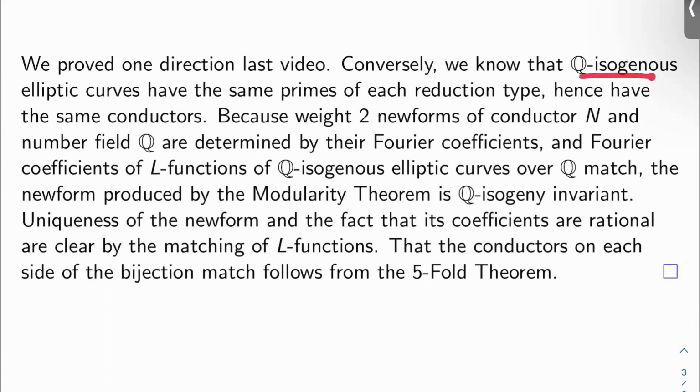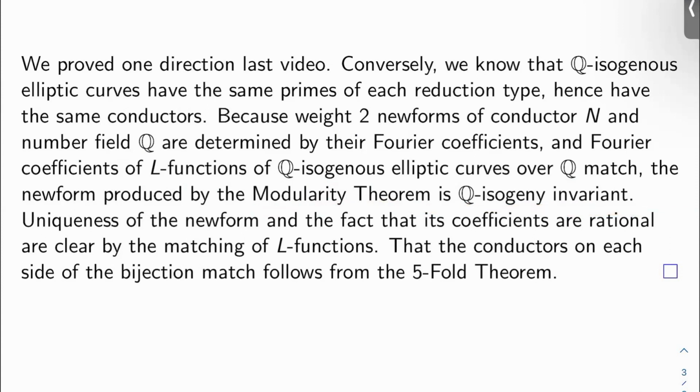We already know from a previous video that Q isogenous elliptic curves have the same primes of each reduction type, and so they have the same conductors. Well, weight two new forms of conductor N and number field Q are definitely determined by their Fourier coefficients. And the Fourier coefficients of L functions of Q isogenous elliptic curves over Q match, as we proved in a previous video. And so if you take those two things together in tandem, you see that the new form produced by the basic modularity theorem is definitely Q isogeny invariant.